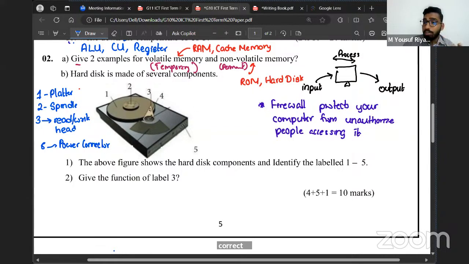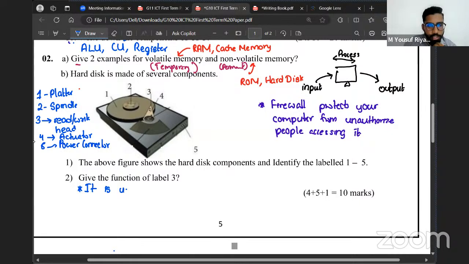Okay. What is the function of label 3? The label itself has the answer. So label 3 is basically the read write head. It is used to, wait, number 4. I missed the number 4. Number 4 is actuator. Actually it's called actuator. Or you can call it the read write arm. You can call it actuator arm as well, but I just call it actuator.